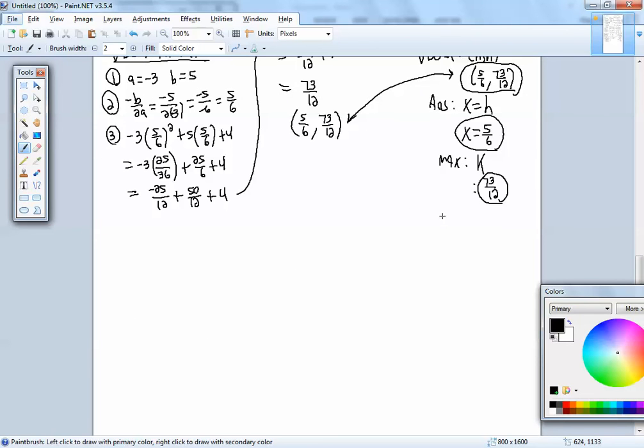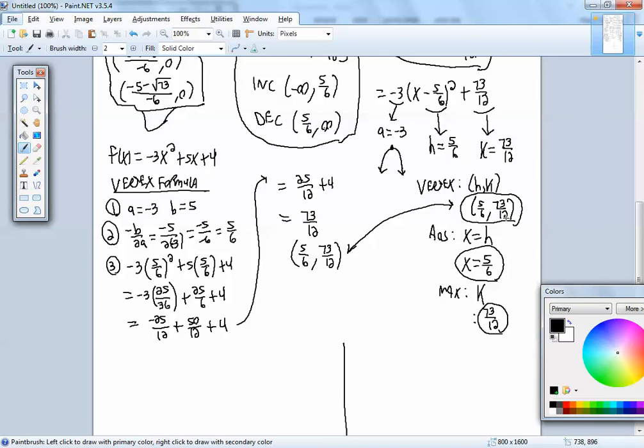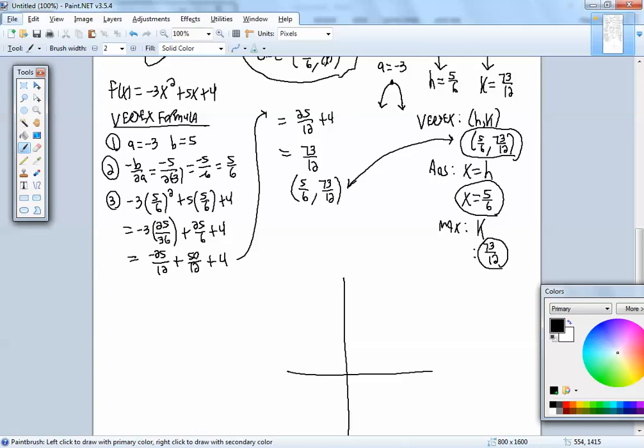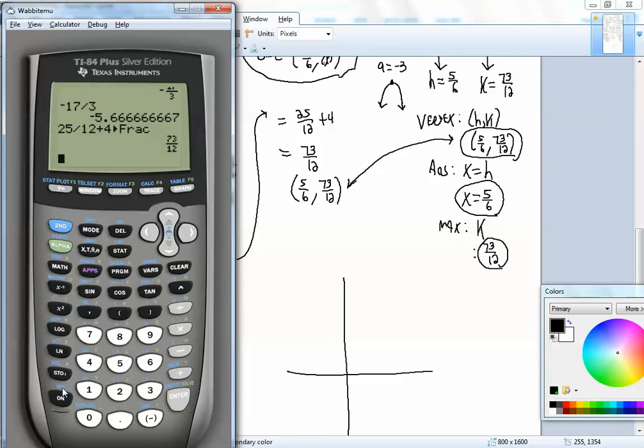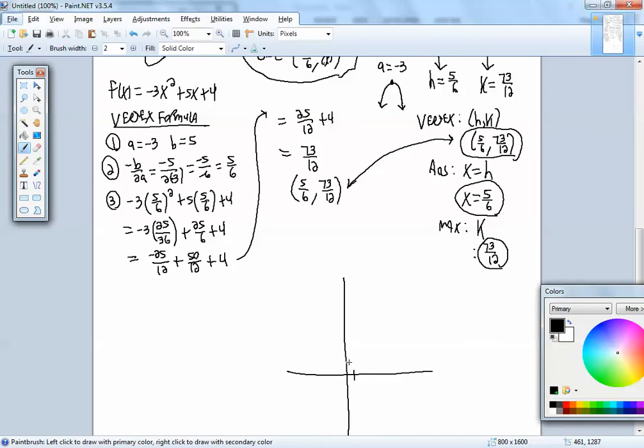Okay, let's graph it now. What was our vertex? Vertex is 5/6, 73 twelfths. What in the world is 73 twelfths? Decimal really does help on some of these. 6, a little smidge over 6. Okay, so 5/6 and a little over 6. 3, 4, 5, 6. 5/6. A little bit over 6 is right there.